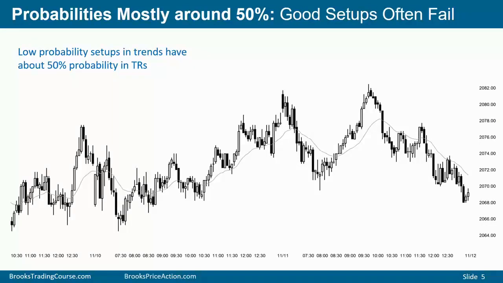In trading ranges, a lot of the probabilities gravitate toward 50%. Setups that would normally be high probability in a trend, like a 60% setup, are closer to 50% in a trading range. And setups that are typically low probability in a trend, like a 40% setup, are also closer to 50%. When lower probability outcomes happen more than what you'd expect, then you have to assume the market's probably in a trading range.